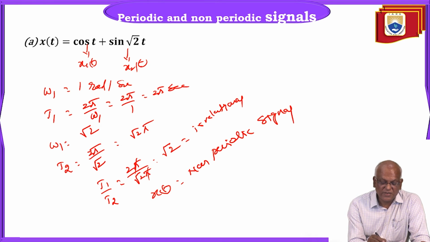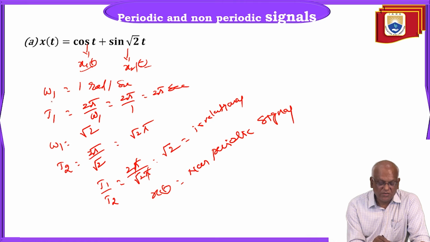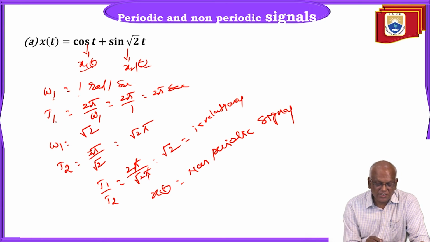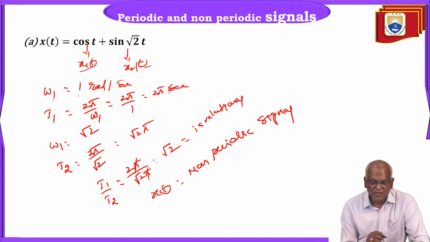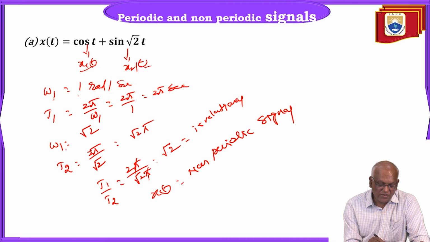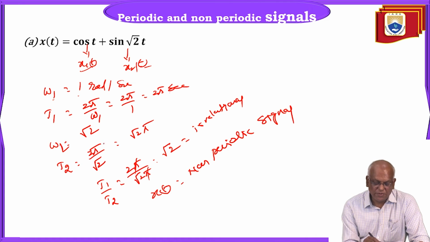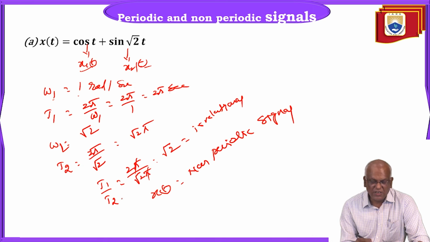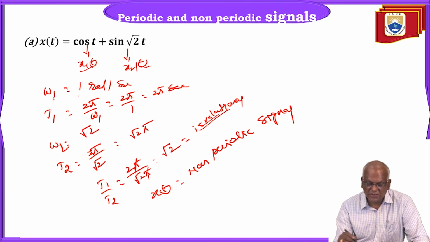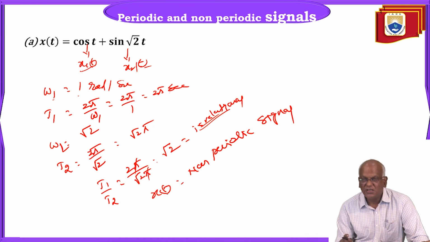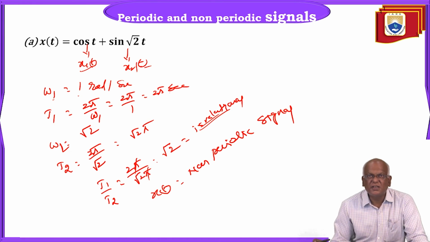You know that for the first signal x1(t), omega 1 equals 1 radian per second, and the corresponding time period is 2 pi by omega 1, which is 2 pi seconds. For the second signal, omega 2 equals root 2, and T2 equals 2 pi by root 2, which is nothing but root 2 pi. Then I find the ratio of T1 and T2, the pi cancels, and we get the root 2 value. It is another irrational number. So the given signal is a non-periodic signal.